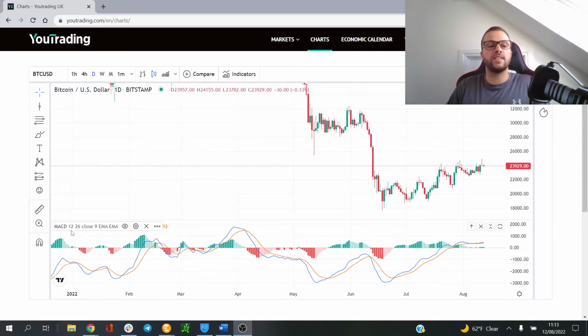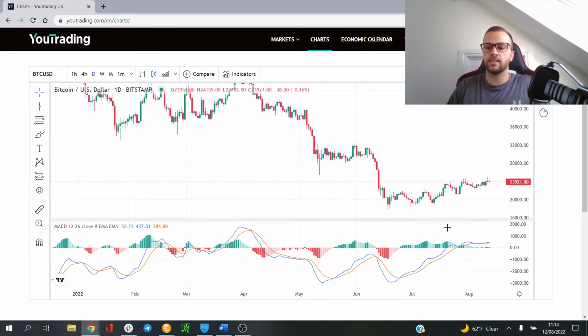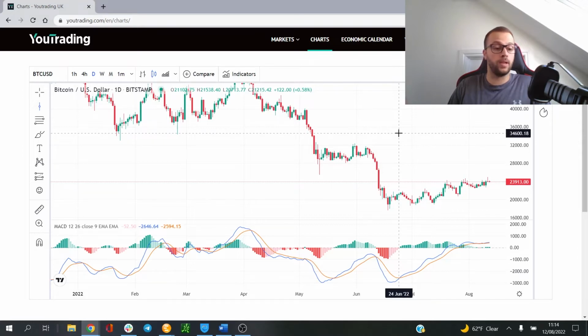It pretty much tracks the difference between a 12-day moving average and a 26-day exponential moving average. Now you can see these moving averages moving up and down here in this panel below. This is a Bitcoin chart, by the way, on one-day candlesticks, and pretty much when you see the 12 EMA crossing above or below the 26 EMA, that can be viewed as a potential shift in the market's momentum.